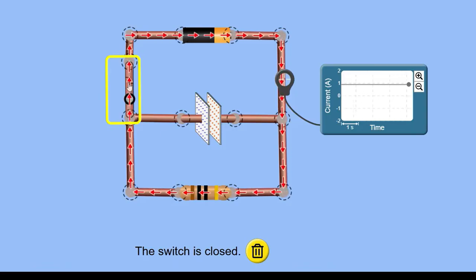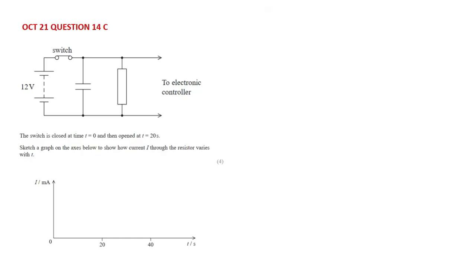So initially, when the switch is closed, the current stays constant, but when the switch is opened, the current exponentially decreases. This simulator doesn't show the exponential part, but it decreases and drops to 0. So exactly what you have to do over here: initially, the current stays constant up to 20 seconds, and then when you open the switch, it exponentially decreases.